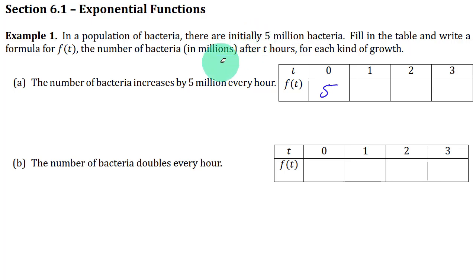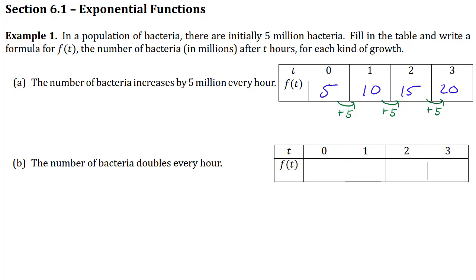Okay, so if it's increasing by 5 million bacteria every hour, then every time 1 hour goes by, this is just going to go up by 5. So this is going to be 10. 10 plus 5 is 15. 15 plus 5 is 20. Okay, so that's increasing by 5 million every hour.